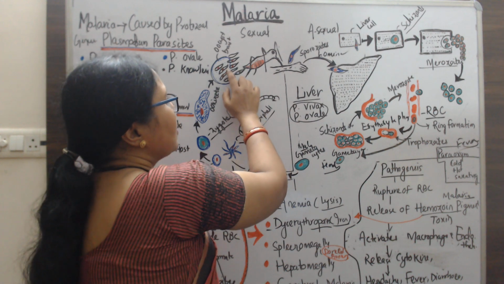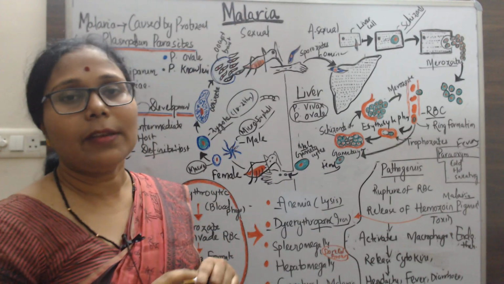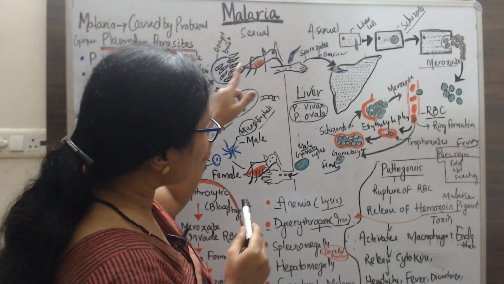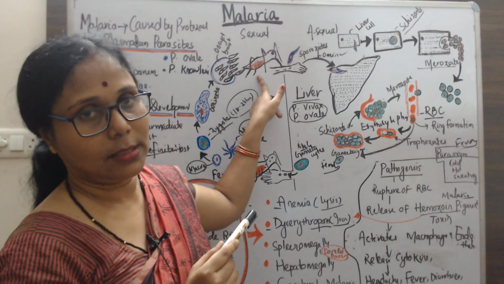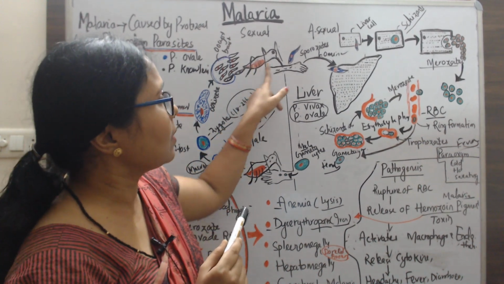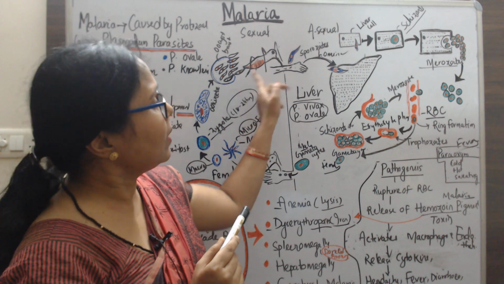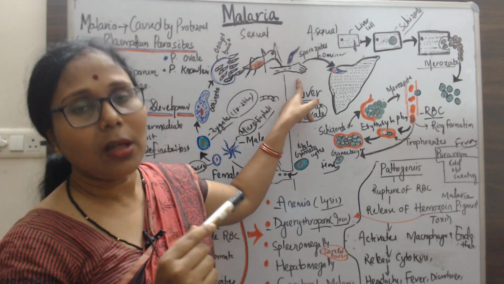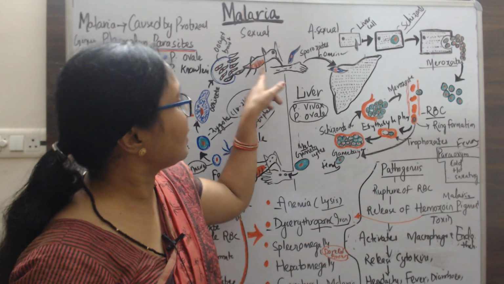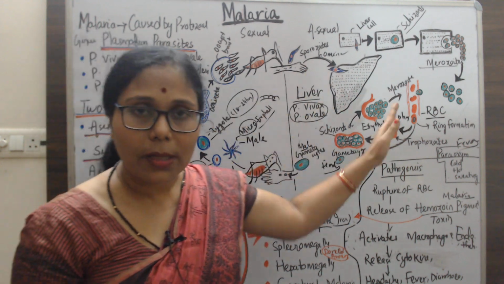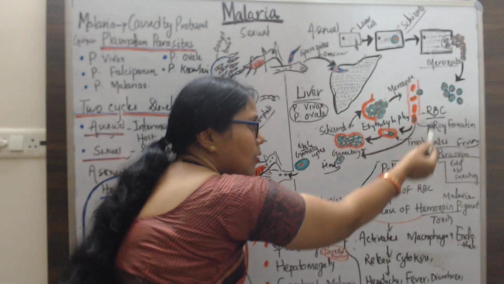So when these sporozoites enter the salivary gland of the mosquito, this mosquito is called infected, because the saliva contains the sporozoites. When it bites a human being or a person, it injects these sporozoites into the body. So next, this cycle will be repeated.